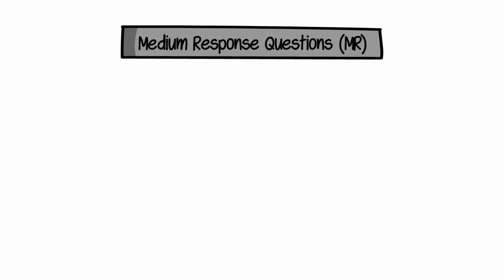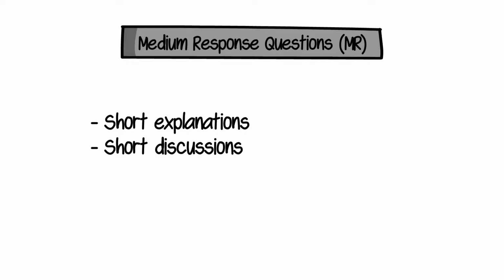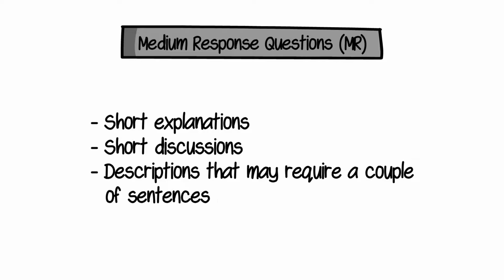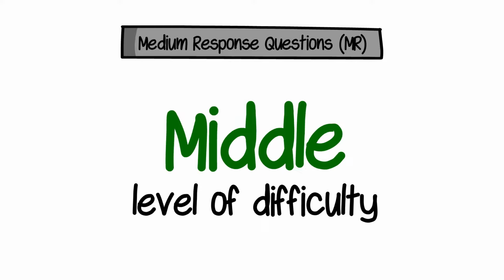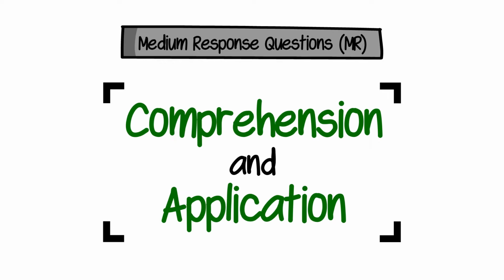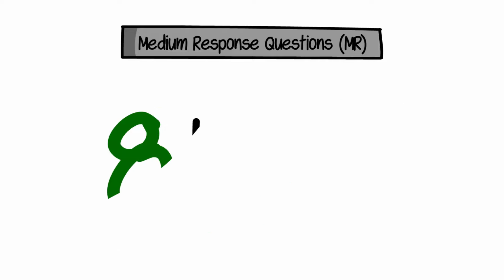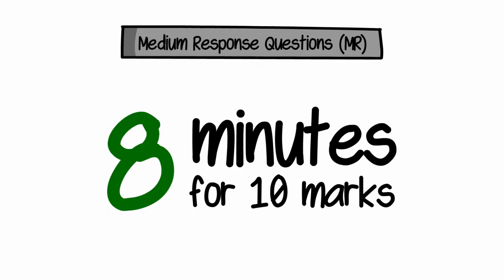This brings us to medium response questions. Medium response questions refer to short explanations, short discussions, descriptions that may require a couple of sentences. Time allocation? These questions are normally categorized as a middle level of difficulty, with the focus on comprehension and application. Depending on the nature of the question, a norm that can be used might be 8 minutes for 10 marks.